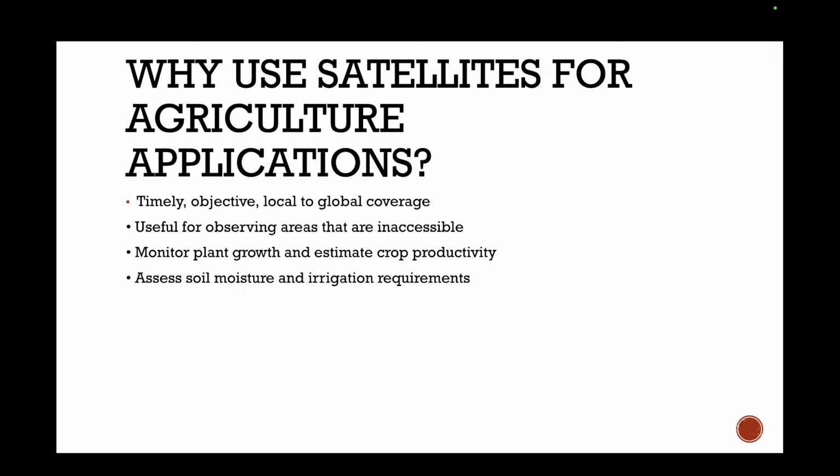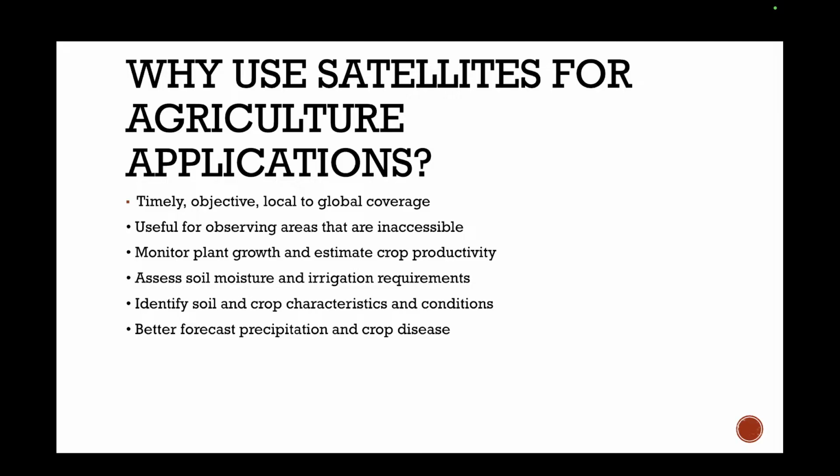Okay, irrigation requirement depends on the soil moisture. So if you know the soil moisture for your crop field, then you can easily get an idea whether irrigation is needed or not for this cropland. So we can get the idea from here, and then identify soil and crop characteristics and conditions. As well as, we can better forecast precipitation and identify crop disease using the application of agriculture in satellite. Then maximum crop yield while reducing the energy consumption.